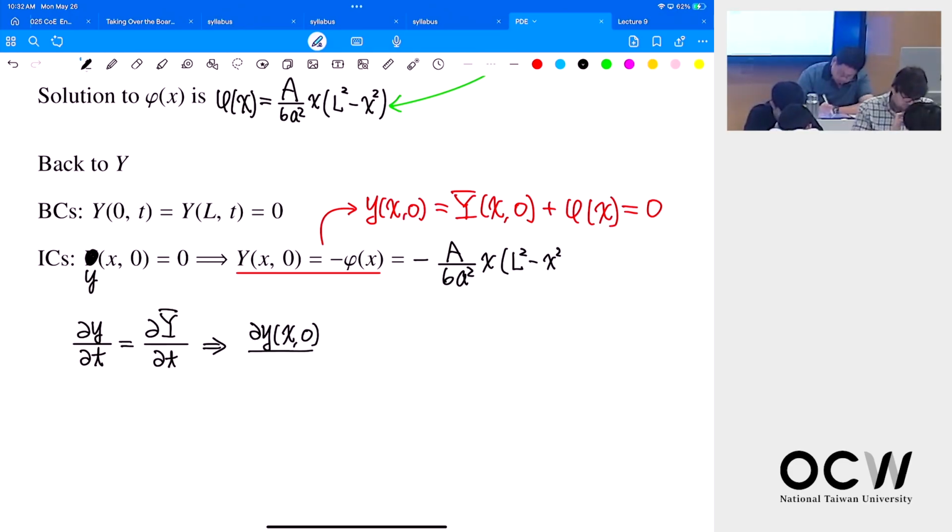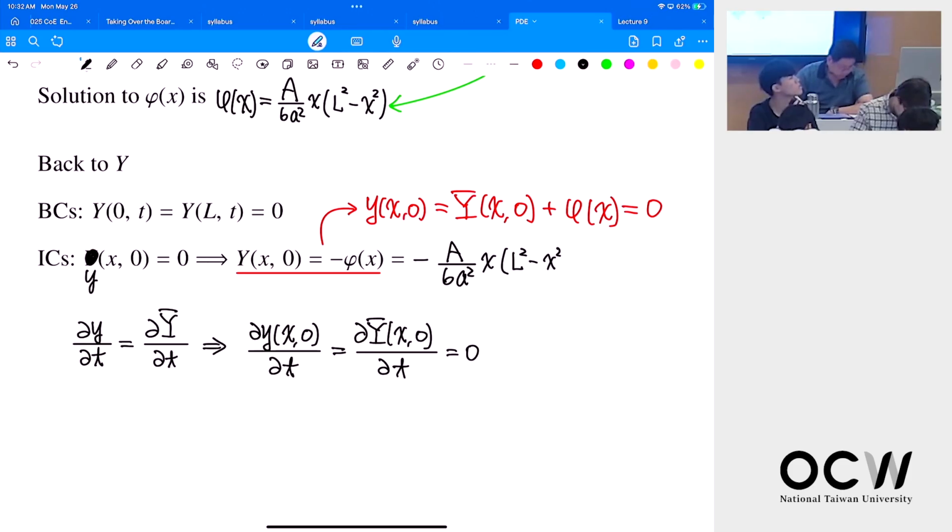So when you have t equals 0, it should be partial y over partial t at x, 0. That's 0. Okay, another initial condition.